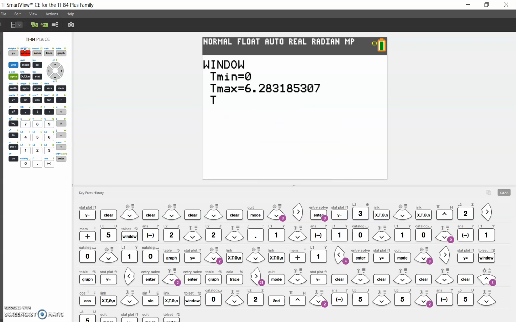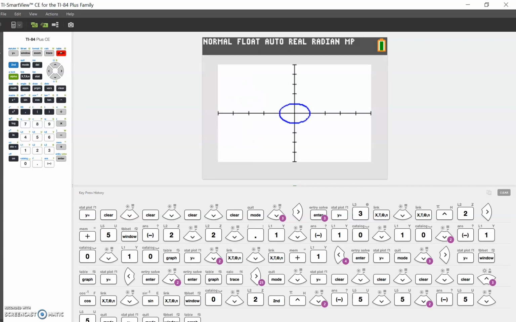Let's take a look at the window. I decided to go from 0 to 2 pi, and right now the t-step is 0.1. Again, we're going to talk about that in a little bit. I just want -5 to 5 for x's and y's. Let's just take a look and see what the graph looks like.